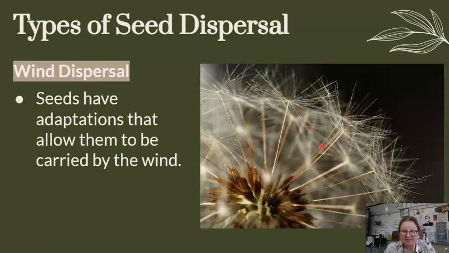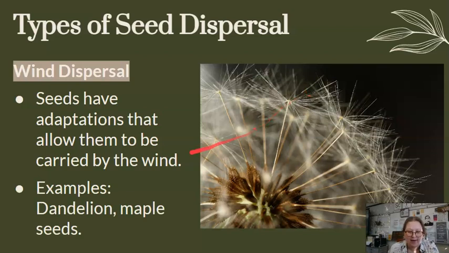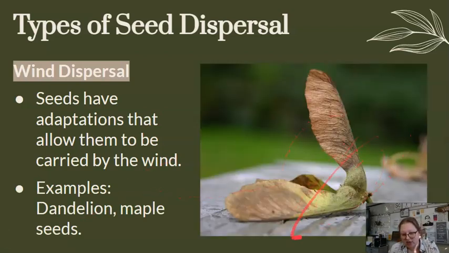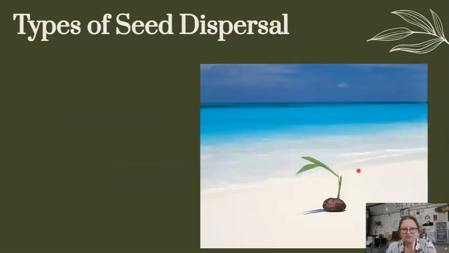Wind dispersal, these guys are probably the most well known for them. Seeds have adaptations that allow them to be carried away by the wind. So these guys are super light. They're like little umbrellas floating away, which is why they get everywhere. Examples are dandelions and maple seeds. So another is these guys are maple seeds. They kind of do a little helicopter thing through the air.